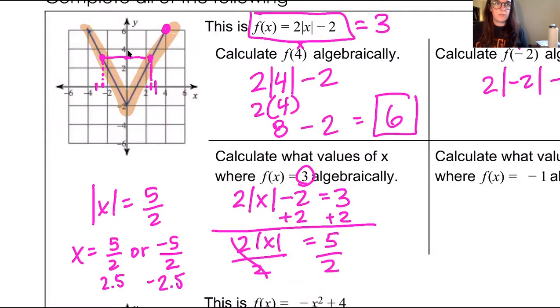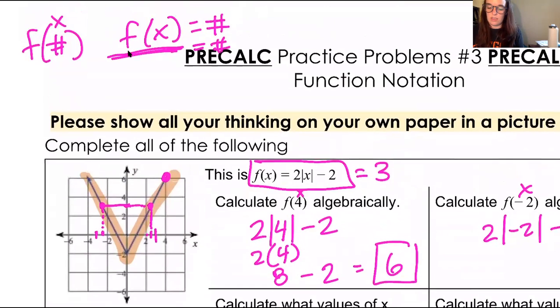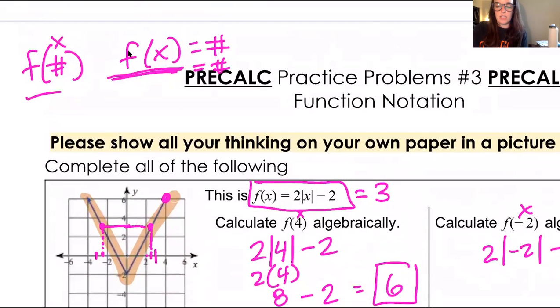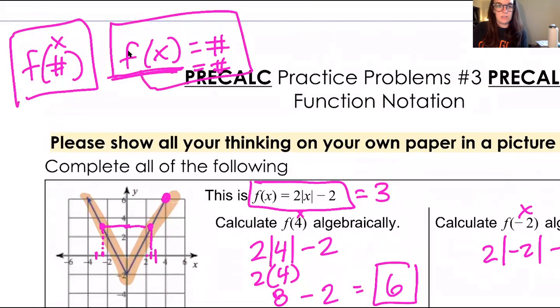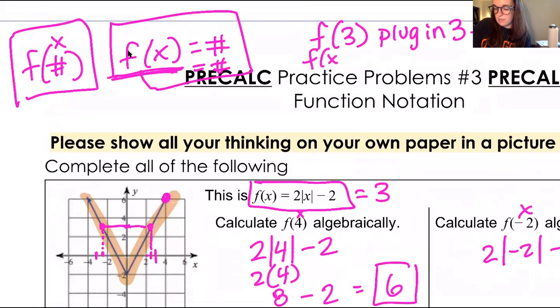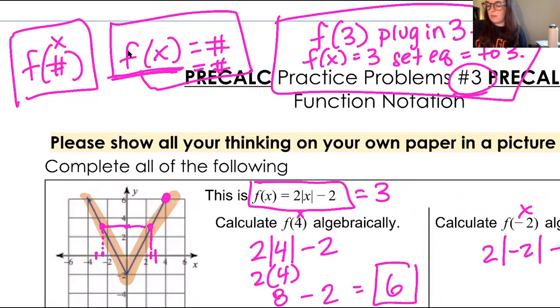Okay. So most of our mistakes here were just basically like, were we supposed to plug in x, or were we supposed to set it equal to x? Right? So f of a number, plug in 3 for x, f of x equals 3, set equation equal to 3. That is your big hint for number 3. You got it, guys. You can do it.